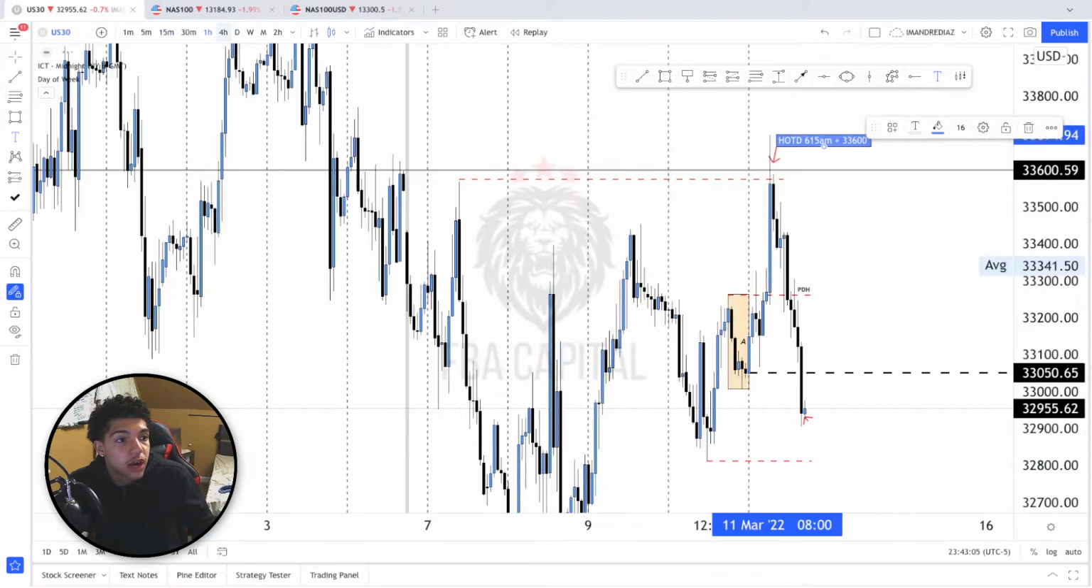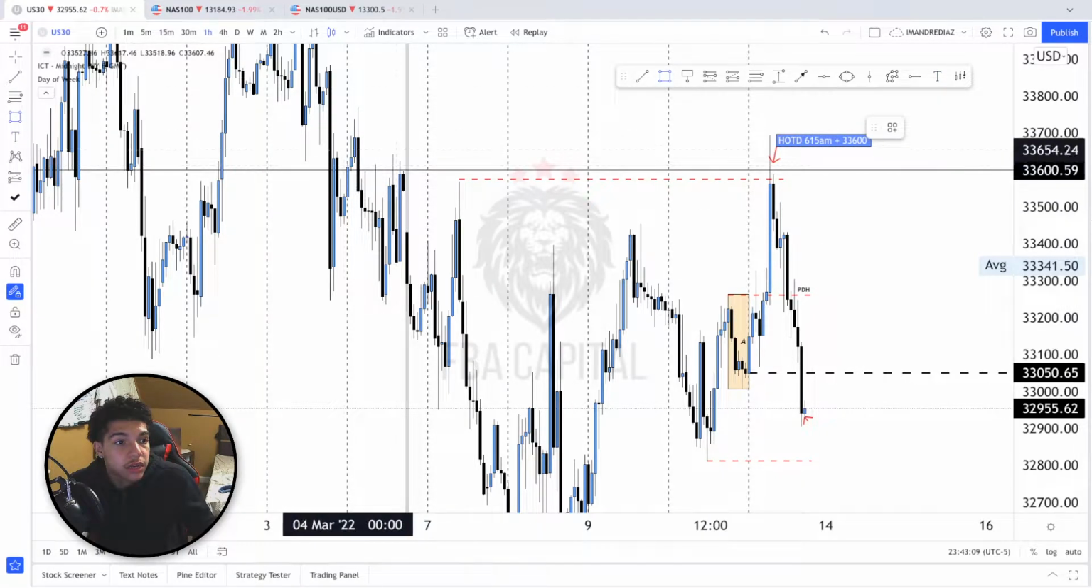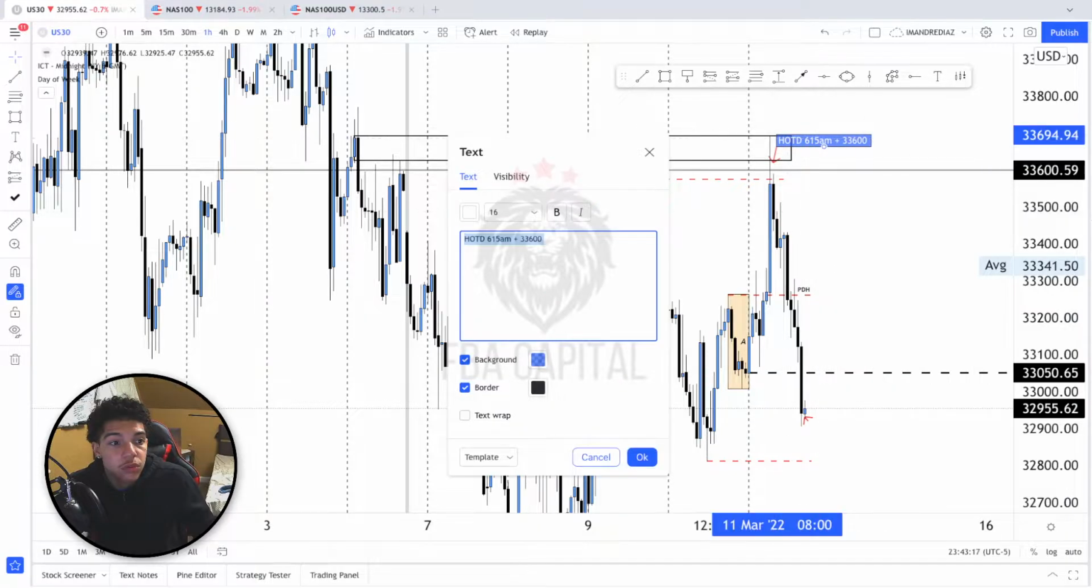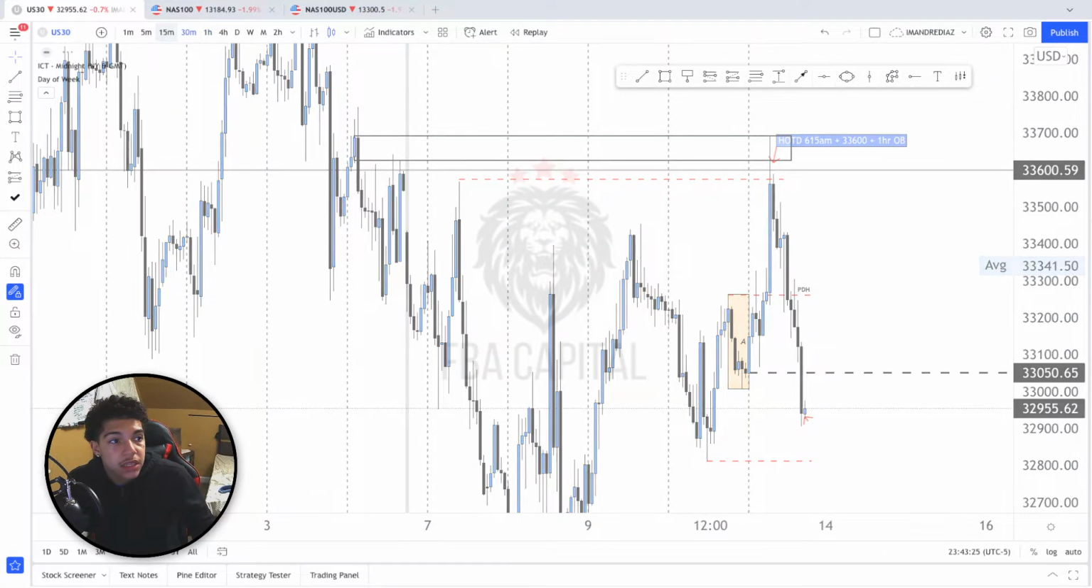Matter of fact, I'm going to go to a higher time frame to see if there is anything else. And look, there actually is. I didn't even know this was here from before. So we actually have this bearish 1-hour order block right here also. That is another confirmation we're going to have. We have the 1-hour bearish order block. So these are our three confirmations for why this area is very important.